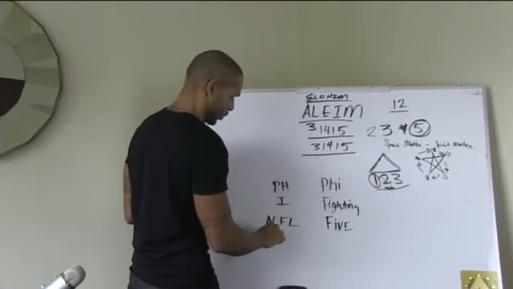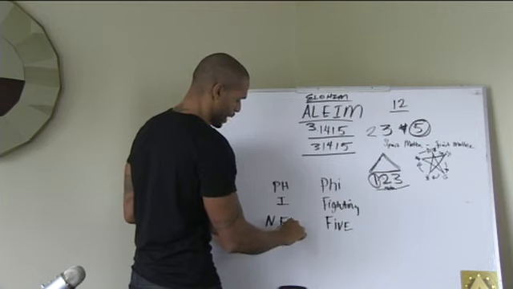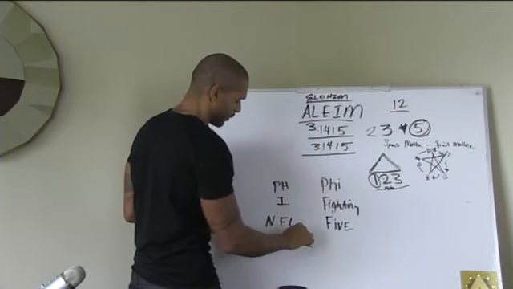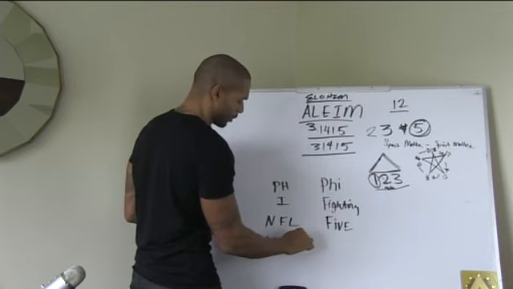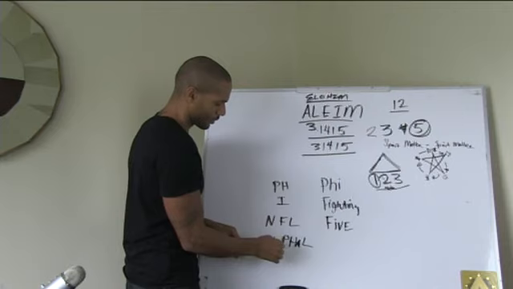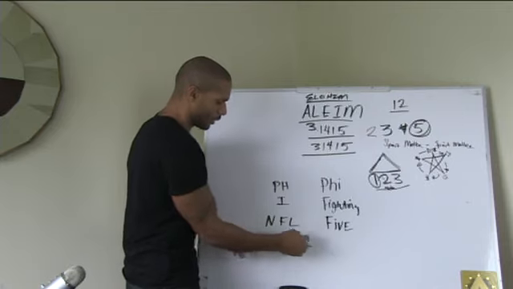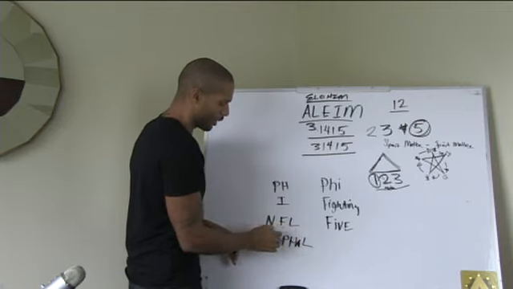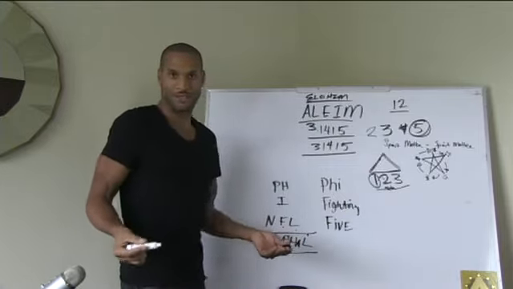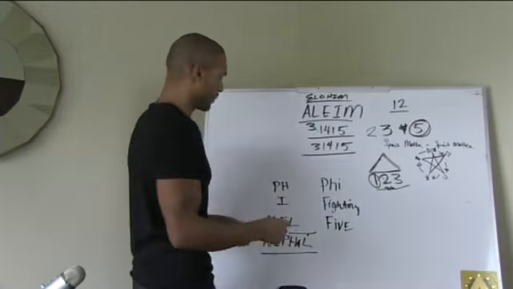NFL, which would be the NPHL, which would be the Nephil. You could put any vowels here because in Arabic and Hebrew, there's no vowels. So it's only these words, NFL or NPHL. Nephil are giants. And this is why they use the giants to run and play the game.